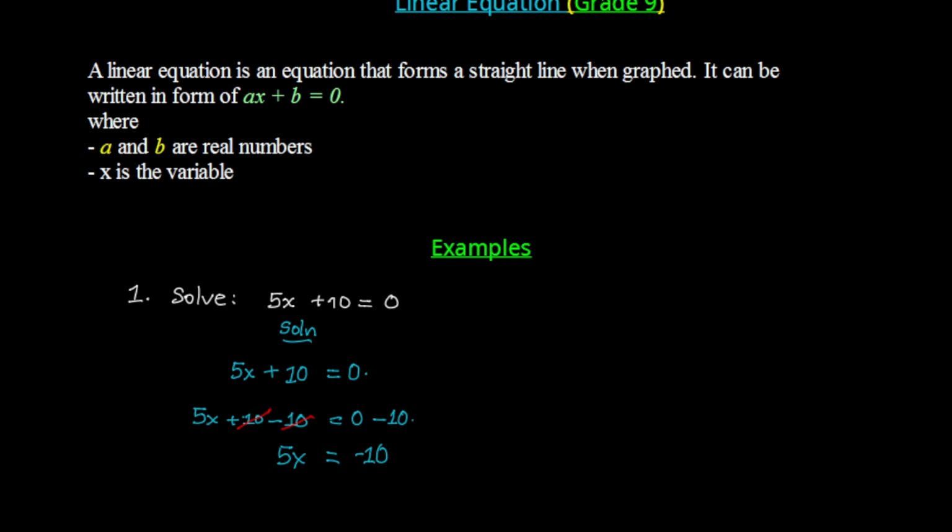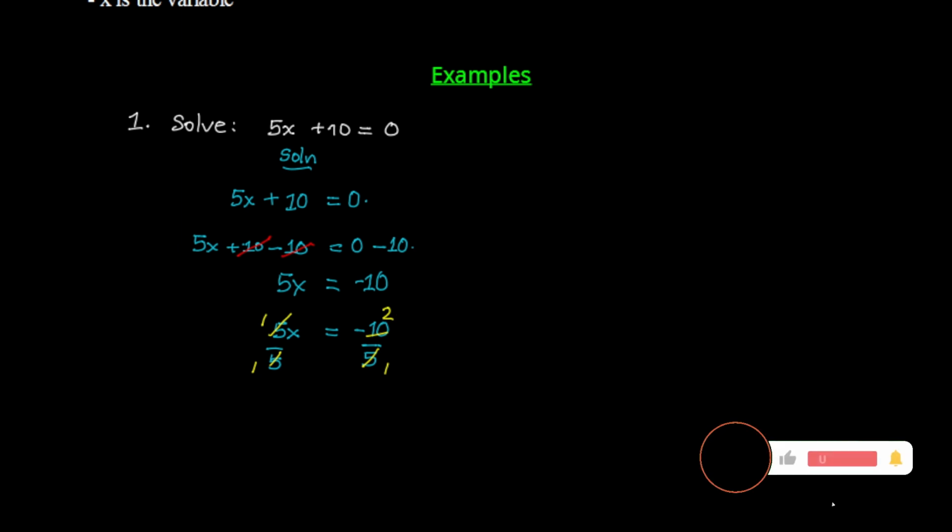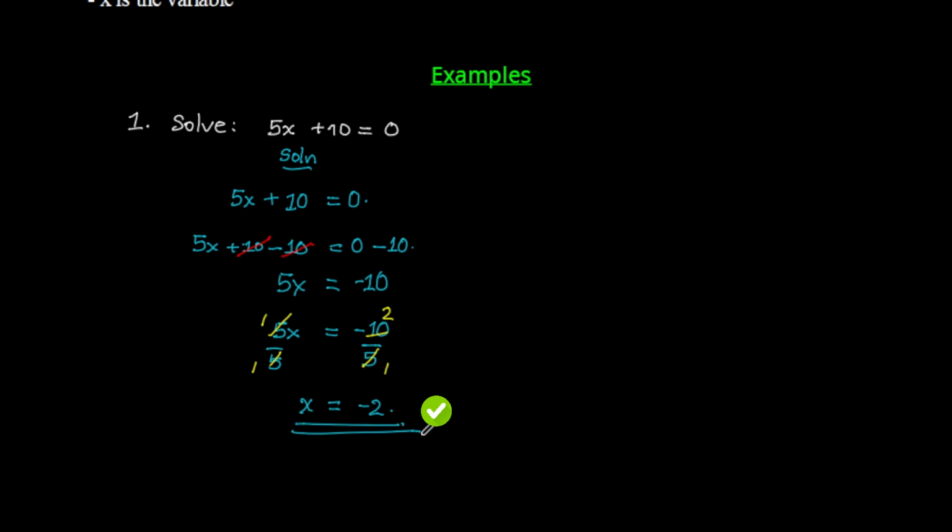Next we get x by dividing both sides by 5. Let's rewrite this step, and we divide by 5 on both sides. On the left side the 5 cancels 5, and on the right hand side negative 10 divided by 5 gives negative 2. So finally x equals negative 2. As simple as that.